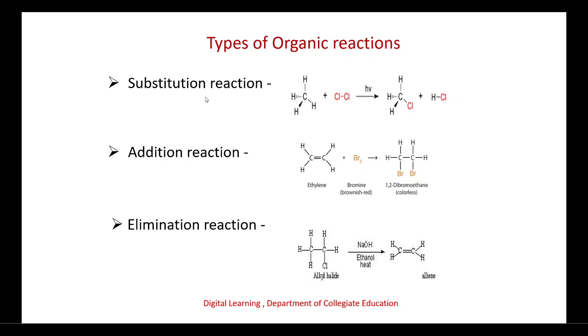A substitution reaction is the one where there is a replacement of an atom with another, and an addition reaction is where there is an addition of an atom or a molecule resulting in the formation of a product. And an elimination reaction is the one where we eliminate an atom and it results in the production of an unsaturated compound.